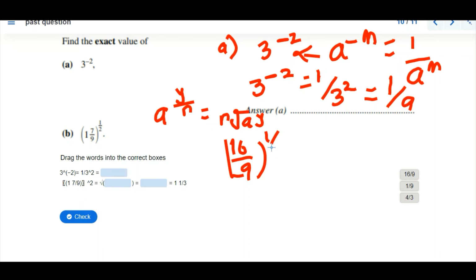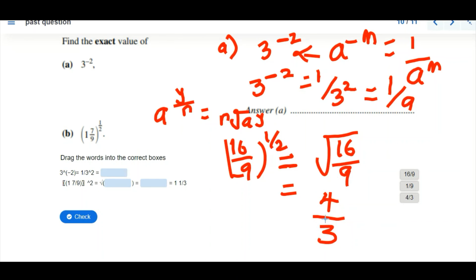Remember, we have half. So if we are changing it, it's going to be what? Root. We are going to be root 16 over 9. Now, what is root 16 over 9? Square root of 16 is what? 4, that is 4 times 4, right? Now, square root of 9 is what? 3. So we have 4 over 3. Now, let's change this to mixed fraction. How many times can 3 go into 4? We have 1. It will remain what? 1. So we have 1 and 1 over 3. And that's the answer for the two questions we have here.